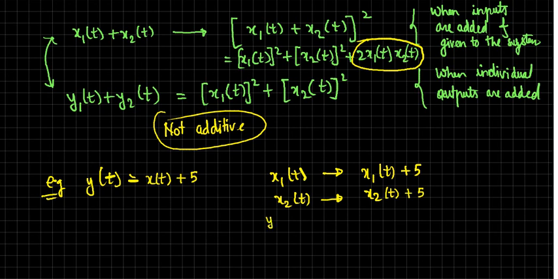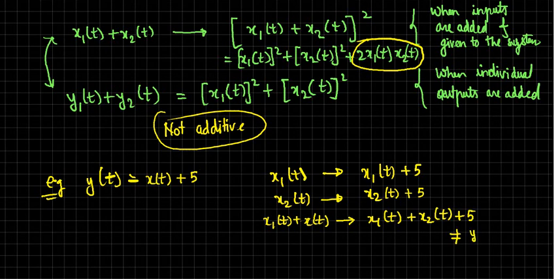When we add them together, y1 of t plus y2 of t, or first let's add the inputs, x1 of t plus x2 of t plus 5, which is not equal to y1 of t plus y2 of t, right? What is that? x1 of t plus x2 of t plus 10. Okay, all right.